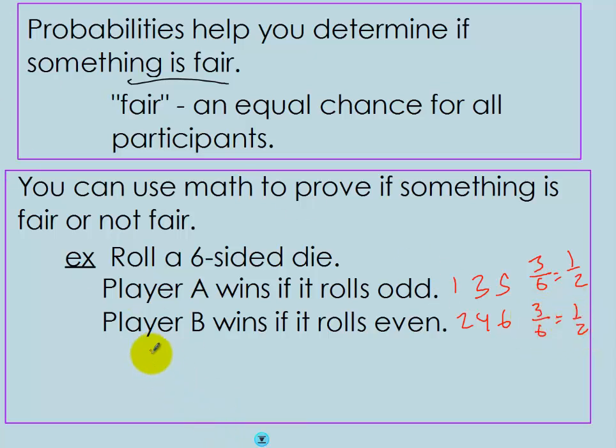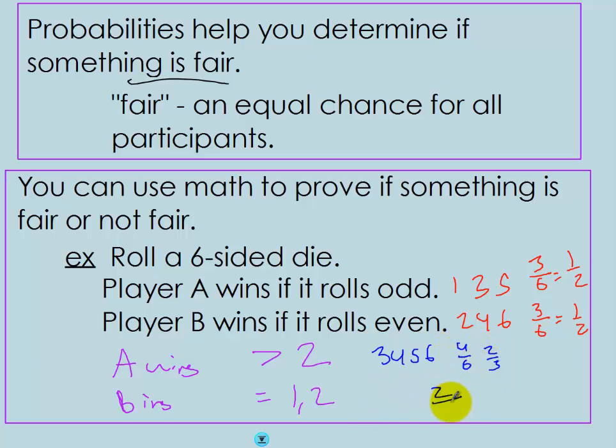An example of not being fair, we said A wins if the roll is greater than 2, and B wins if the roll is equal to 1 or 2. That's not fair, because player A wins when you get a roll of 3, 4, 5, or 6, which is a 4 out of 6 chance, which is 2/3, and player B wins when you get a 2 out of 6 chance, which is only 1/3. So it gives an advantage to player A.